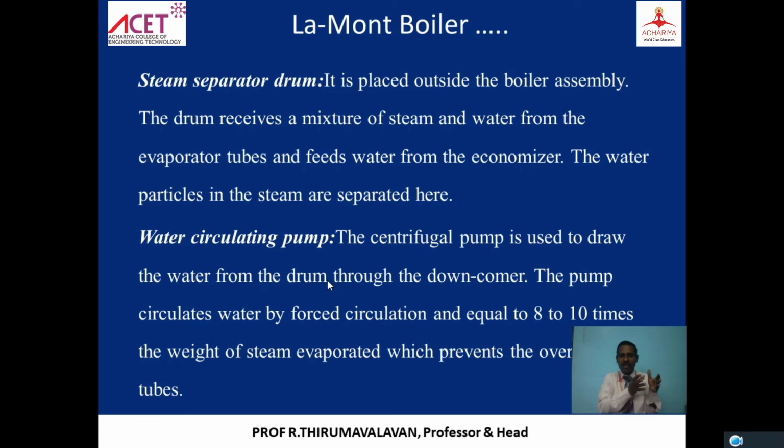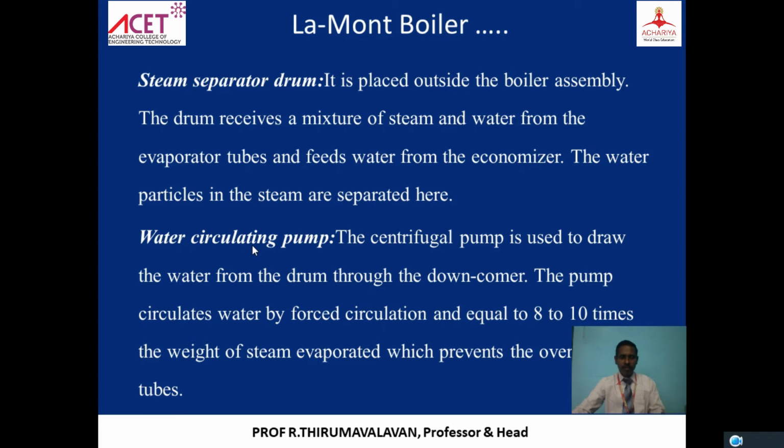The drum receives a mixture of steam and water. That's what I said previously. It has wet steam, dryness fraction not equal to 1, dryness fraction less than 1. The drum receives a mixture of steam and water from the evaporator tubes, and feeds water to the economizer. The water particles and steam are separated. The steam drum is a separator, which separates the water as well as the vapor. Both will be separated.